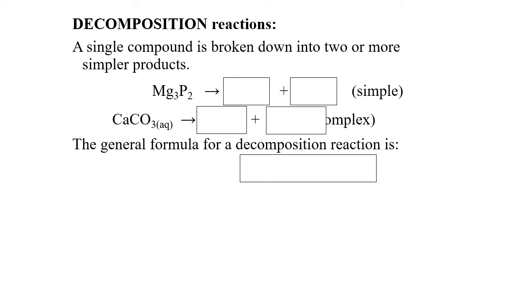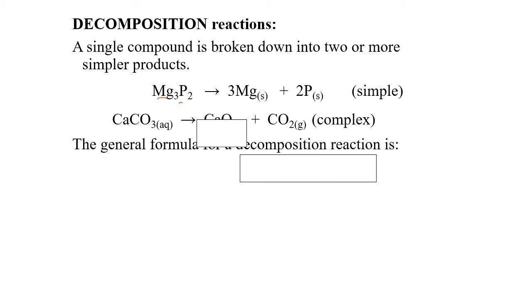Decomposition is when a single compound is broken down into 2 or more simpler products. Okay, so in this case, there's a couple different versions of this. Basically, this is the opposite of synthesis. So here we have a simple one, magnesium combined with phosphorus, so magnesium phosphide, and we break it apart into magnesium and phosphorus. Okay, it can get a little bit more complicated. Like here we have calcium carbonate. Calcium carbonate will actually break into calcium oxide and carbon dioxide.